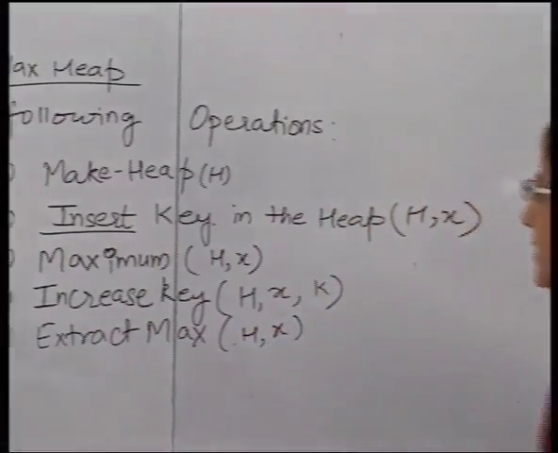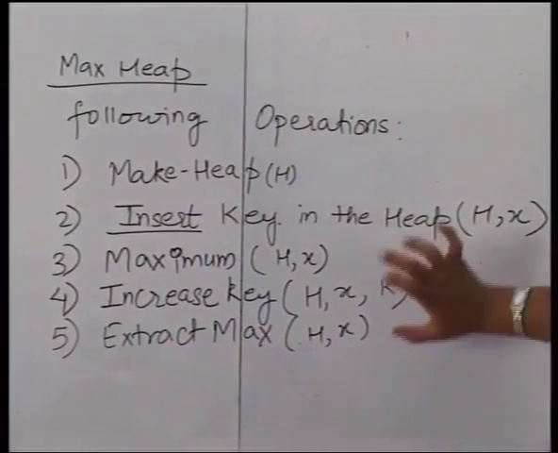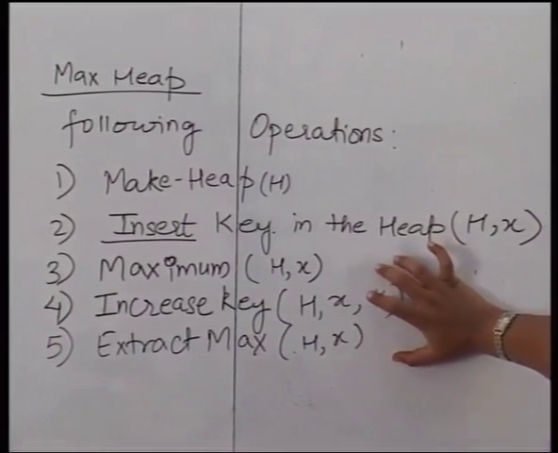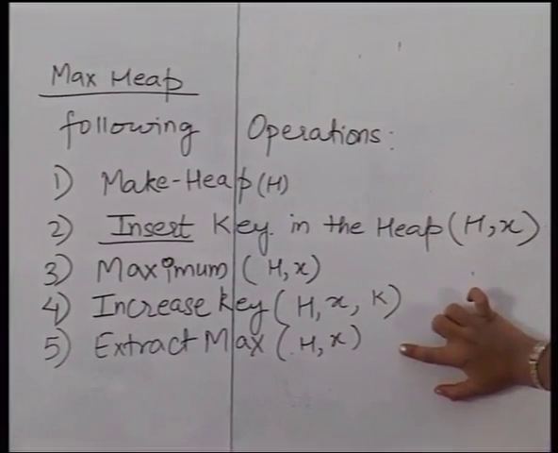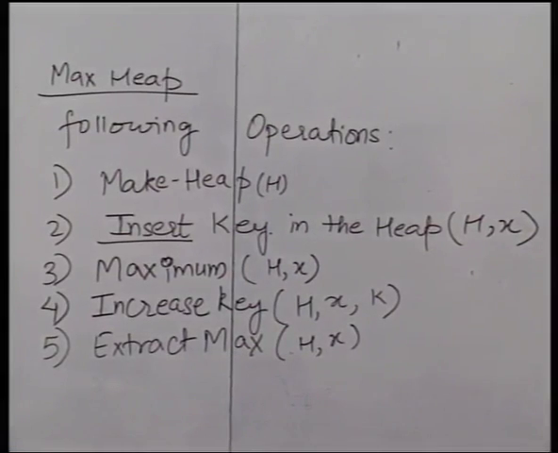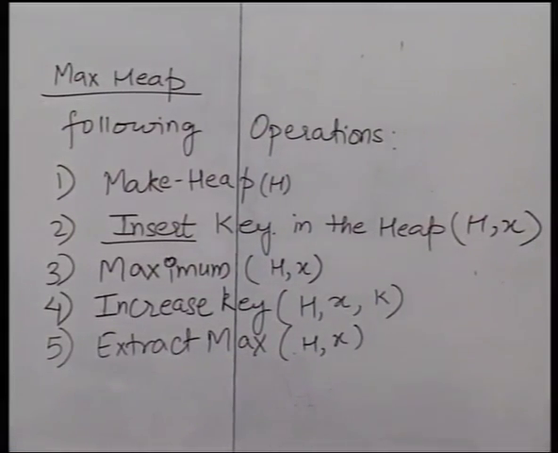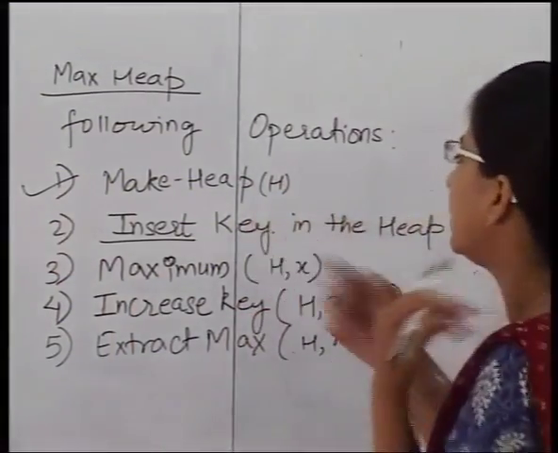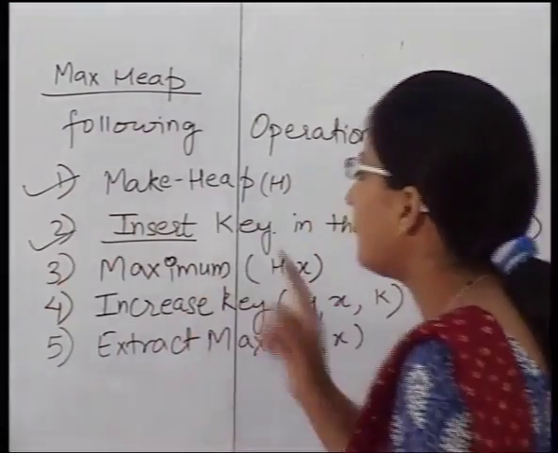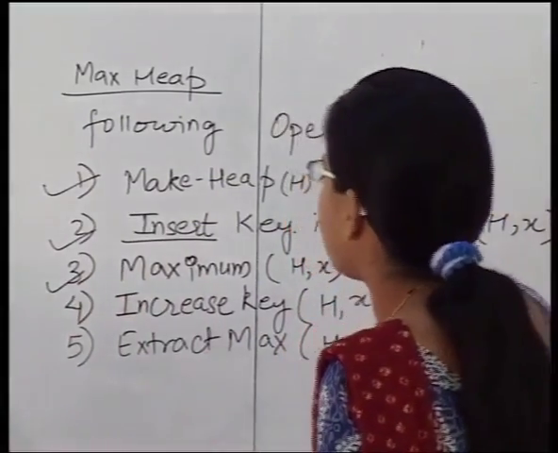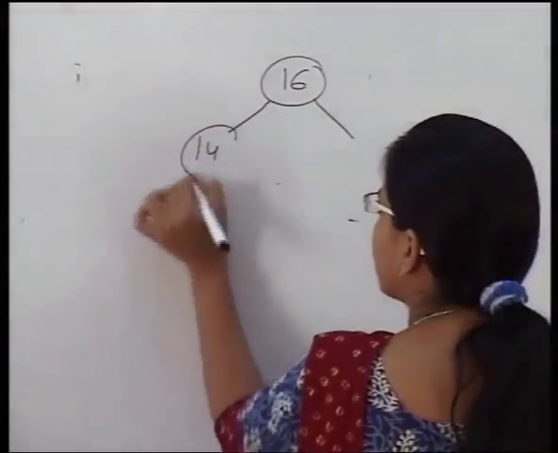In the extract max and maximum, there is a difference. Maximum is supposed to return the maximum value which is present in the heap, while extract max is supposed to delete that particular maximum value from the heap and rearrange the heap, or if we can say heapify the heap. One by one we will perform all the operations. We had already performed make heap and insert key operation. Maximum will be returned by the root value. Now we have to perform extract max and increase key operation. I am taking an example for that.